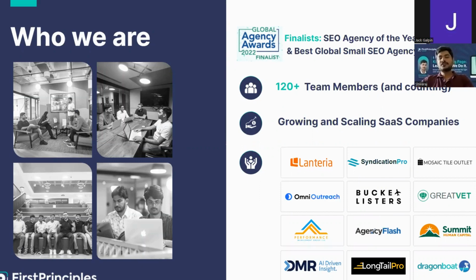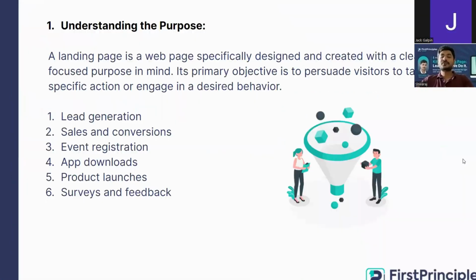So moving on, we're going to talk about 9 different points that are going to help you in creating a killer landing page. The first point for us to understand is the purpose of a landing page. A landing page is a web page specifically designed and created with a clear focus and purpose in mind, right? The primary objective is to persuade the visitor to take a specific action that you desire.